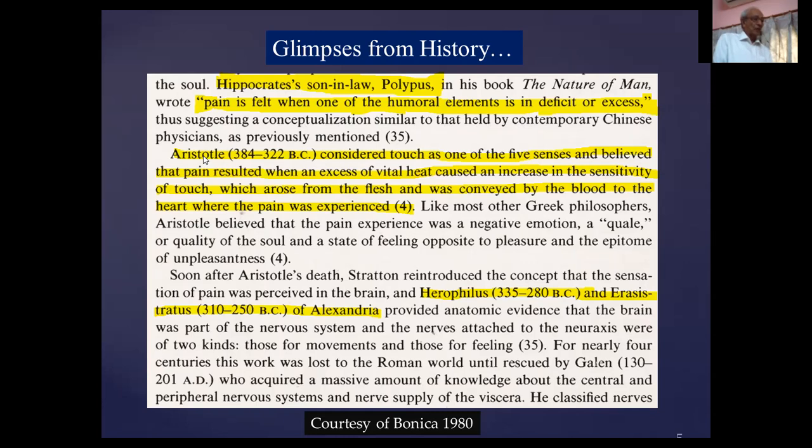And we refer to Aristotle, 384 to 322 BC. He considered touch as one of the senses and believed that pain resulted when an excess of vital heat caused an increase in the sensitivity of touch, which arose from the flesh and was conveyed by the blood to the heart where the pain was experienced. It was not the brain, it was the heart, according to Aristotle.